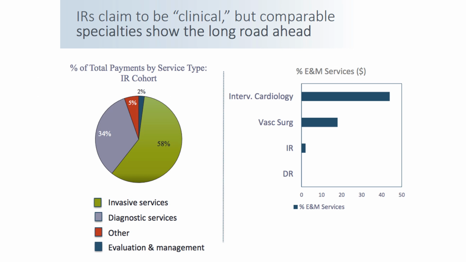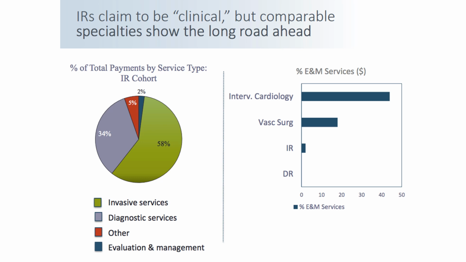So this slide is from a prior SIR presentation. I apologize for not having the link to it. This came out in 2016, 2017. I can't find it, but I think it's a pretty good evaluation of E&M services. So if you look on the right, percentage E&M services, interventional cardiology, like 40+%. Vascular surgeries, right at 20%. IR is horrible. We're 1 to 2%.